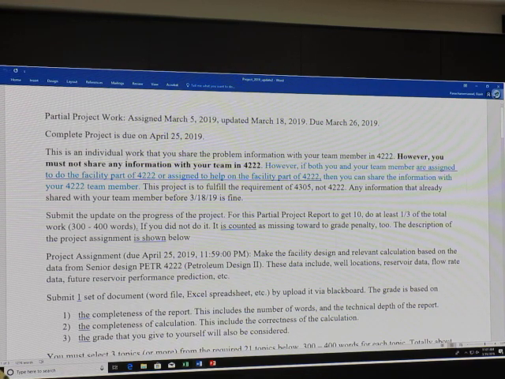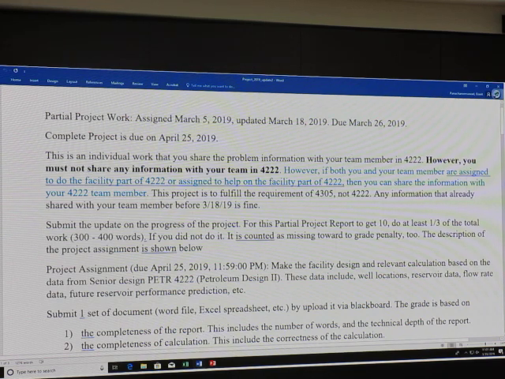This is an individual work that you share the problem information with your team member in 4222. However, you must not share any information with your team member in 4222. However, if both you and your team member are assigned to do the facility part of 4222, or assigned to help on the facility part of 4222, then you can share the information with your 4222 team member. The information that you share doesn't make your work that you submit identical to your team member because you do it independently, okay? You share information. They're not supposed to just copy you, all right?